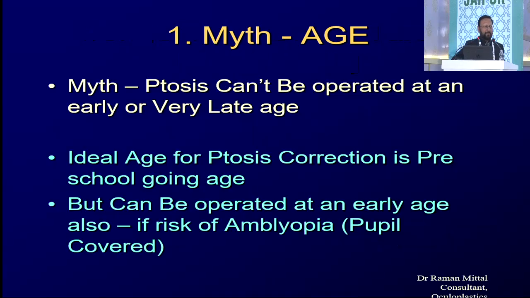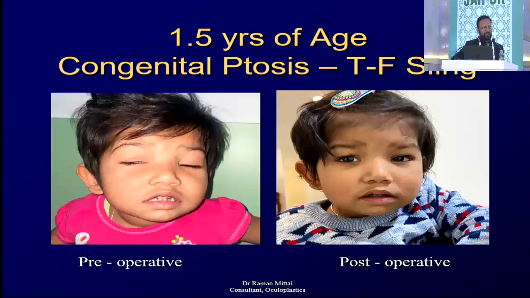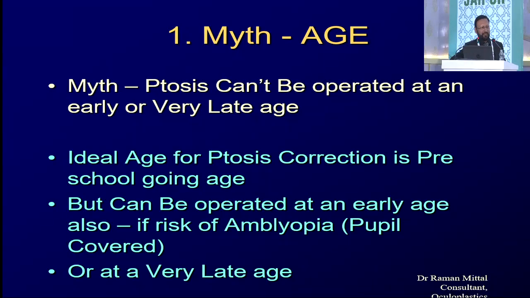Before the late age, I would like to say we can even operate earlier than preschool going age if there is a risk of amblyopia. Like in this child, both eyes are so ptotic that there is hardly any pupillary clearance. In this case, you should not keep on waiting till a particular age. This child was operated by me at around 15 months, that is 1 year and 3 months, and see how beautifully she has been corrected, and the risk of amblyopia has decreased significantly.